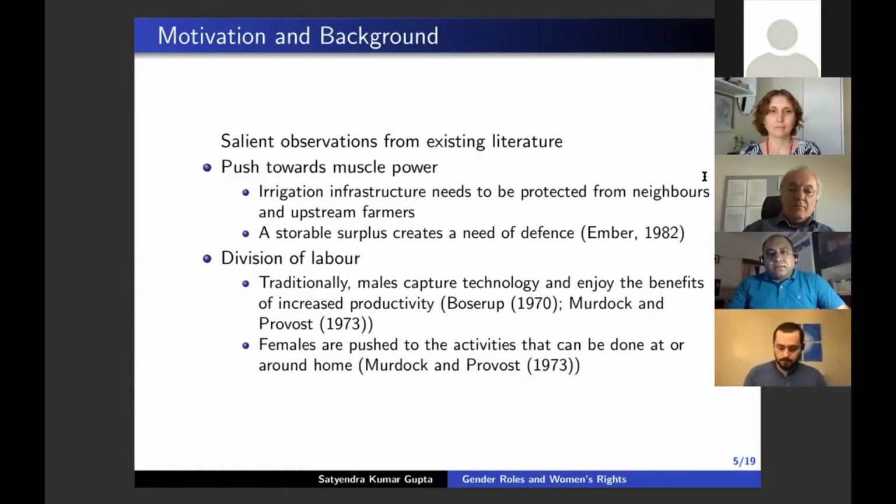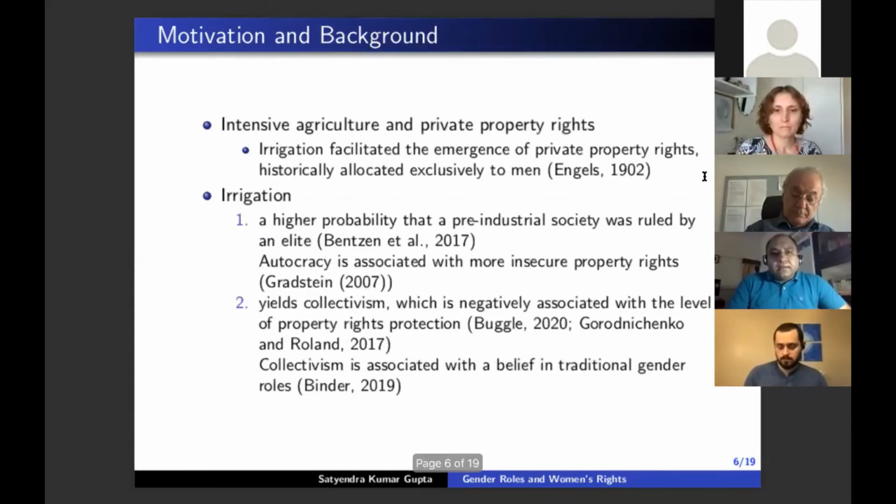Or it has also been found recently that it can create a culture of collectivism, because in agriculture people are working together, and it can create a culture of collectivism in the society. And it has also been found that collectivism is associated with traditional gender roles, and traditional gender roles have not been in favor of equality. So using all this literature, we have hypothesized in this paper that irrigation can yield gender bias, and that affects the labor market outcome and gender attitude in particular.